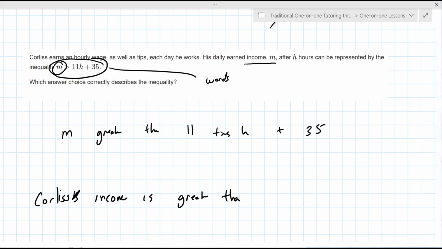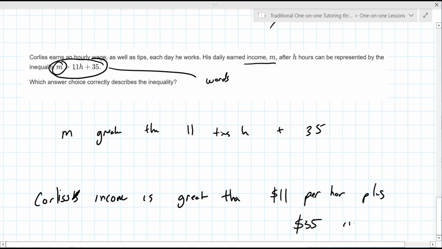And then this is where you have to use the units from the problem. So you have to say things like $11 per hour, because that's what H represents, plus $35 in tips.